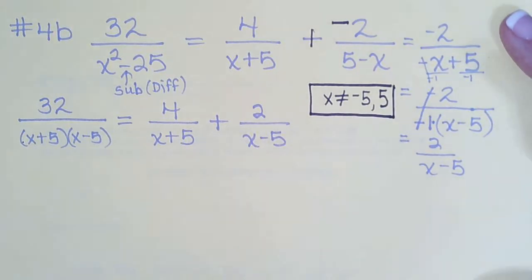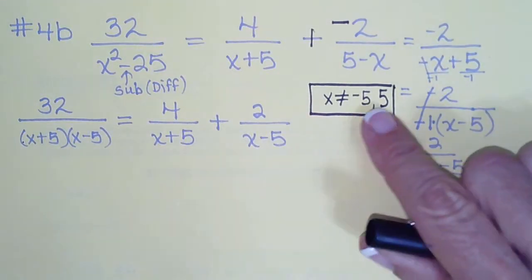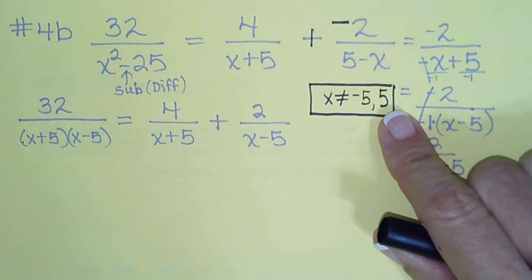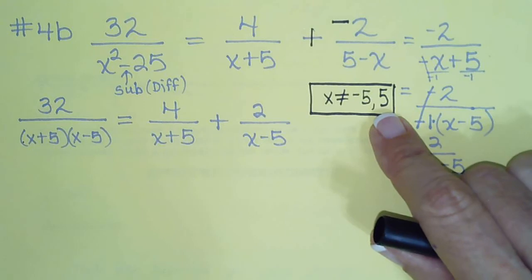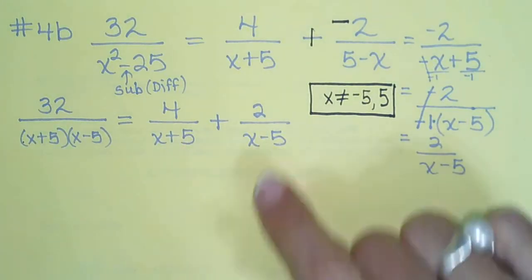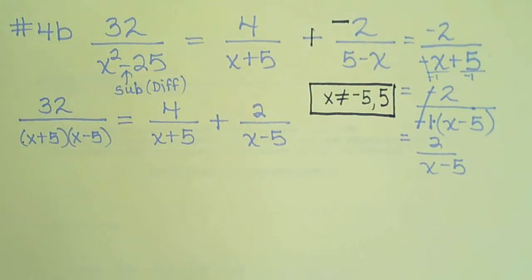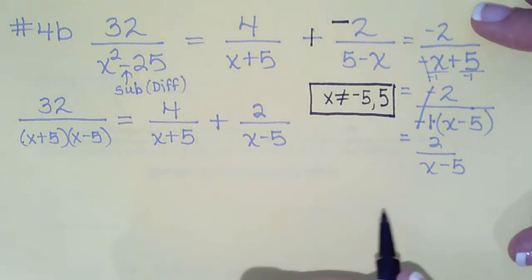So there is my restriction box. If I get either one of those answers at the end, I have to throw it out. These are the values x cannot be because they make my denominators 0. Okay, now we're ready for the LCD.